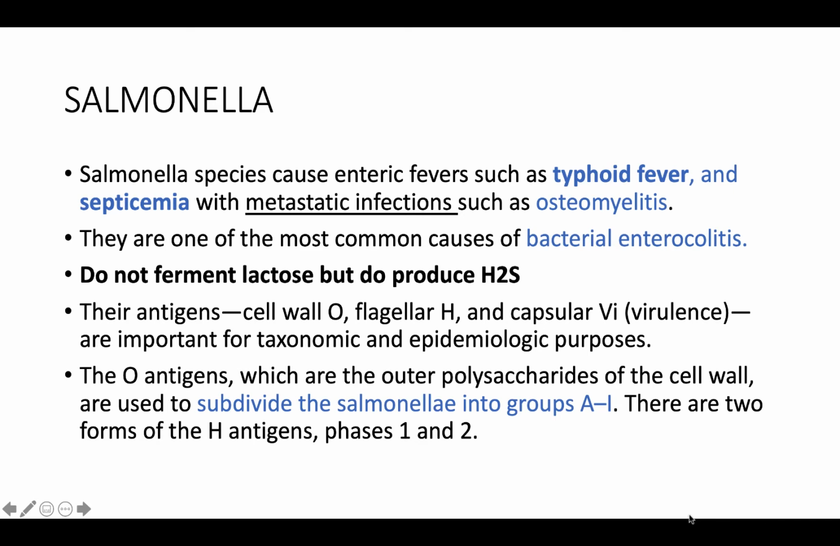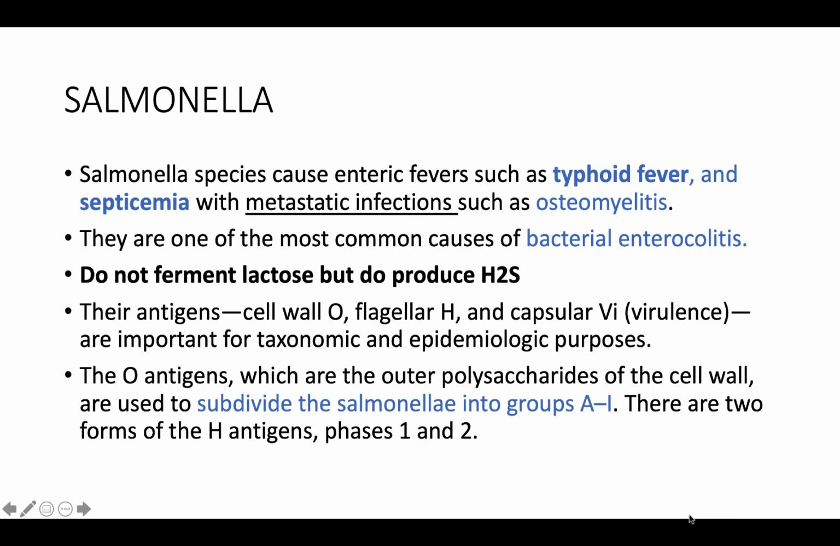This is a species that causes the main disease called typhoid fever. بالعربي بنسميه typhoid. So typhoid fever, and then the second thing would be septicemia, as is common with the gram-negative enterics, if they can reach the systemic circulation. And then there are metastatic infections, meaning it is outside their natural area, one such example would be osteomyelitis.